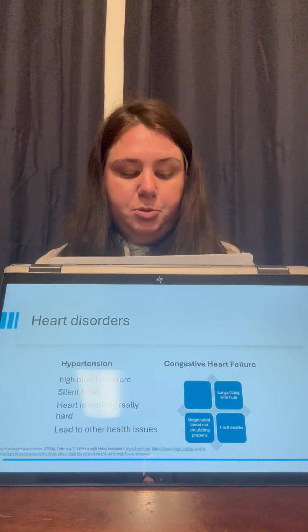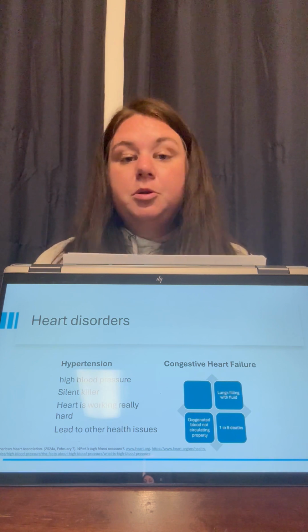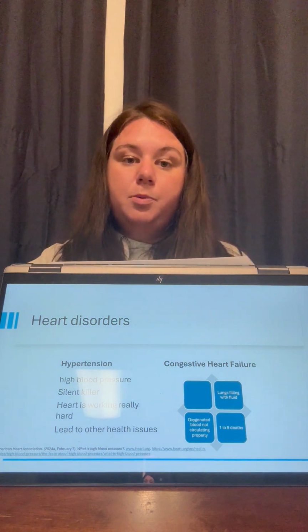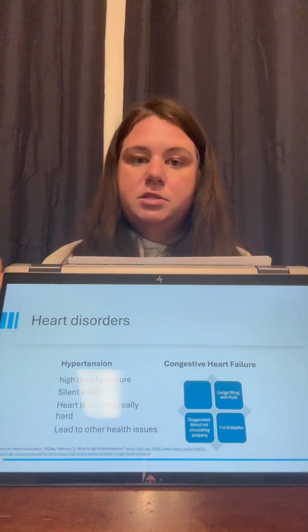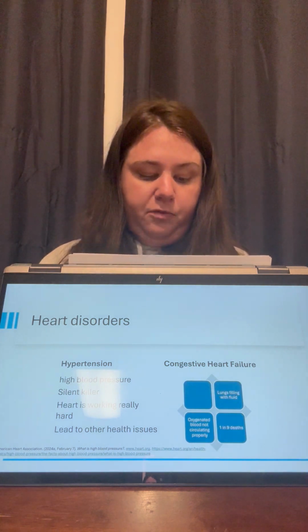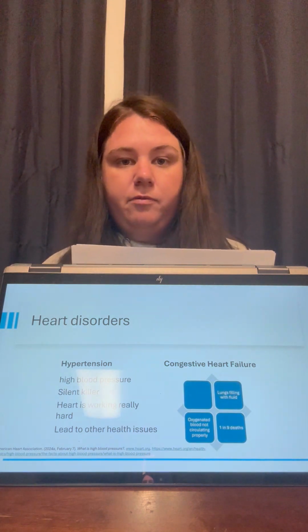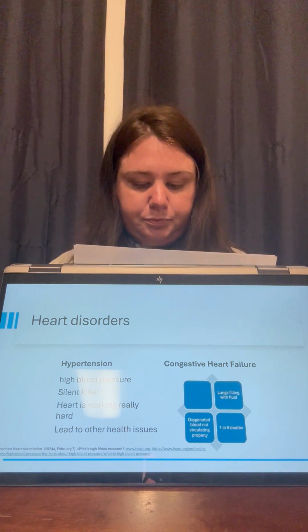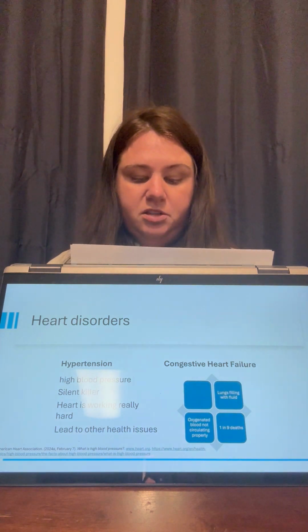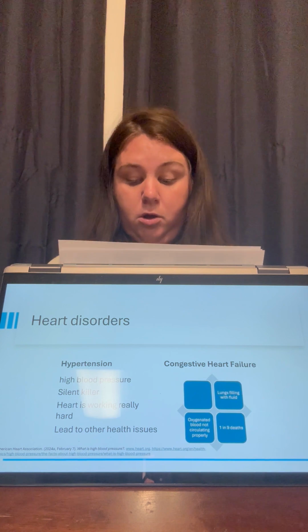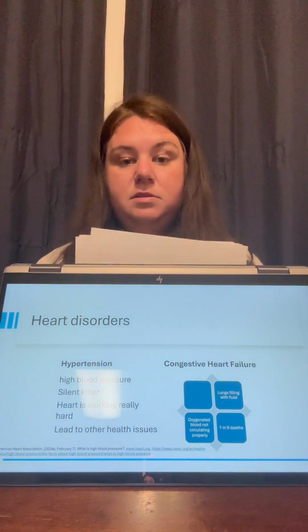Your oxygen-rich blood is not able to circulate properly. That oxygen-rich blood is going to different organs in your body. So for example, if it can't go to your kidneys, then you could have kidney failure. Congestive heart failure is the cause for 1 in 9 deaths.